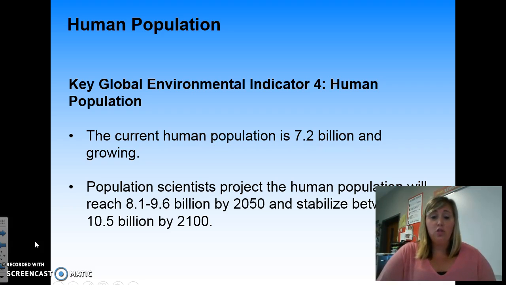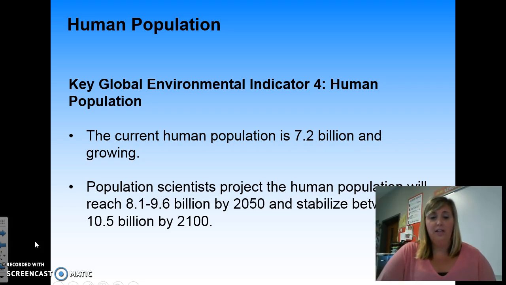In any given 24-hour period, so in any given day, 387,000 infants are born and 155,000 people die. So that's a net result of 232,000 new inhabitants on Earth every day and over 1 million additional people every 5 days. So how can our planet sustain so many people?